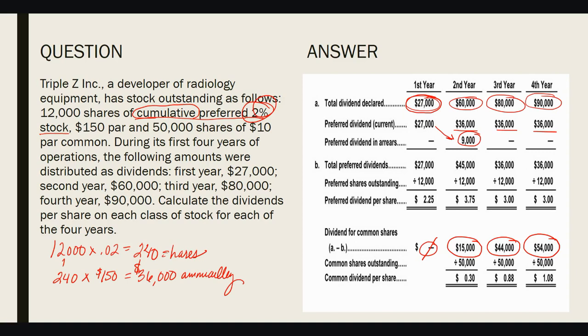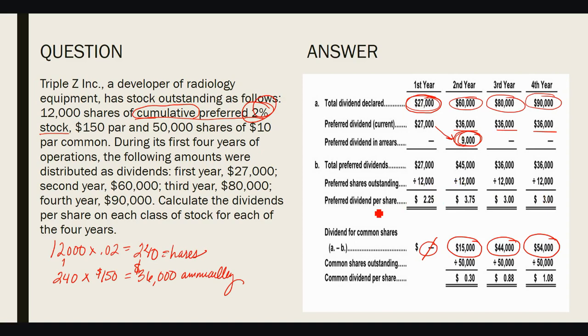The next thing they want us to do is calculate the dividends per share. That means the total amount of dividends that the shareholders receive every year should be divided by the shares outstanding. Let's take a look at the preferred stockholders first. In year 1, they got $27,000 in dividends, $45,000 in year 2, $36,000 in year 3, and $36,000 in year 4. Remember, the $45,000 is because they had $9,000 in arrears. The shares they have outstanding are 12,000 shares.